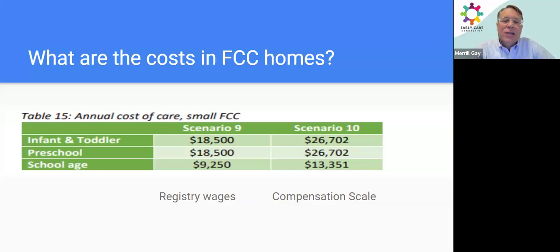In scenario 9, this is saying if family child care providers were being paid that much at their hourly rate, the cost per child would be $18,500 for an infant. For preschool, it's all the same amount in family child care. And then here's the costs over here in the right-hand column if this were to go up to what public school teachers make. And so that's an increase up to $34.37 an hour. So this is a cost model. This is plugging it all into an equation and saying, if we were paying people this much money, what would it cost per child?